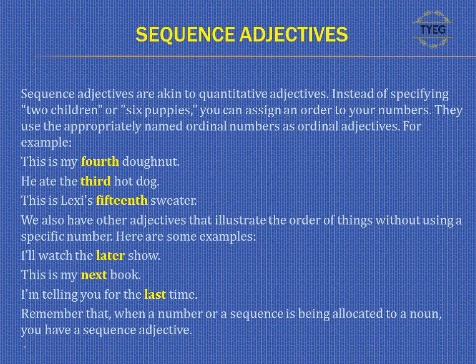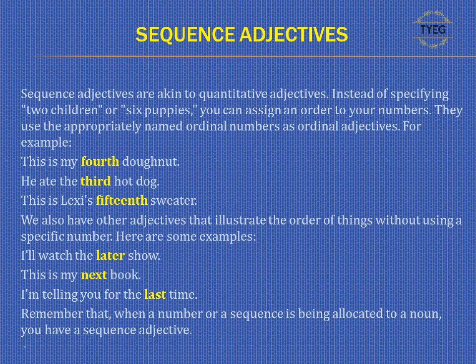Sequence adjectives. Sequence adjectives are akin to quantitative adjectives. Instead of specifying 2 children or 6 puppies, you can assign an order to your numbers. They use the appropriately named ordinal numbers as ordinal adjectives. For example, this is my 4th donut. He ate the 3rd hot dog. This is Lexi's 15th sweater.